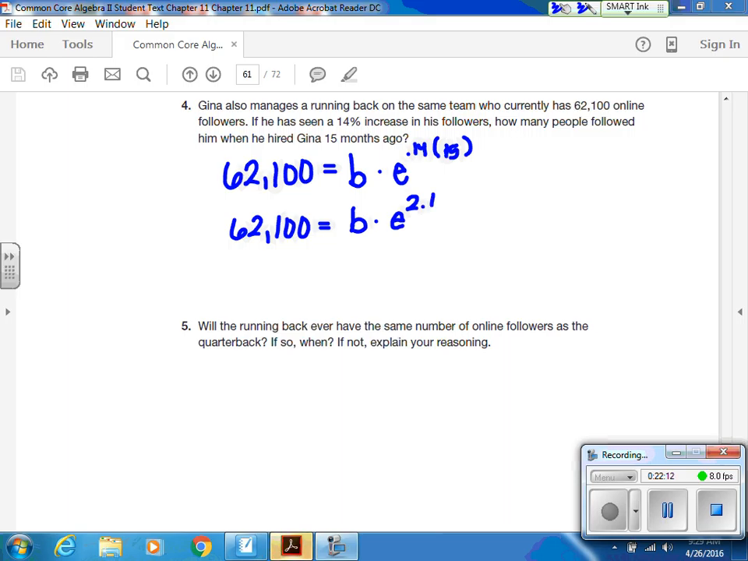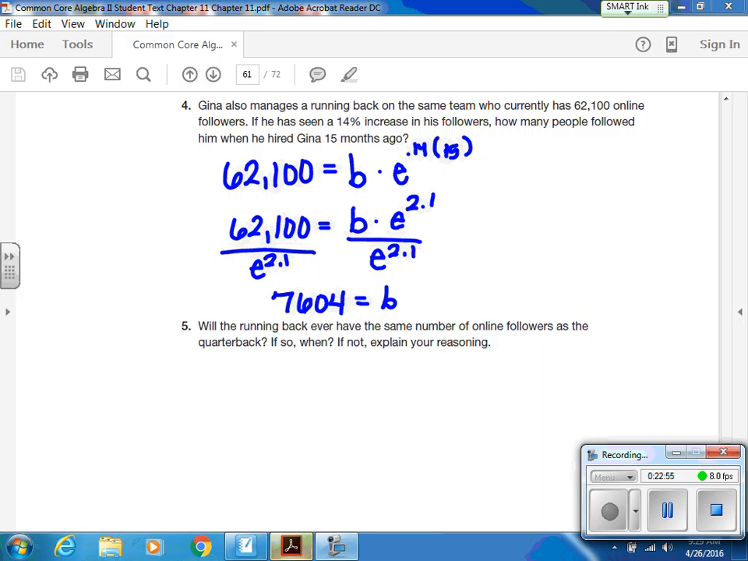Now remember, that's a real number, so I don't really have to do anything with logarithms with this problem. I just have to work it out. I'm just going to divide by e to the 2.1. So 62,100 divided by e to the 2.1. He had 7,604. That's what you got? See, look at that.